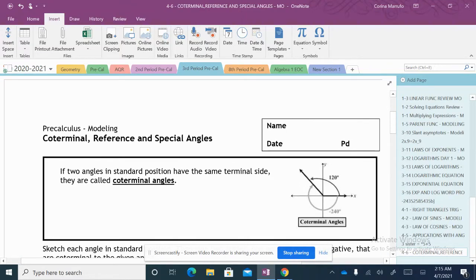For today we're going to be covering coterminal angles, reference angles, and special angles. So if two angles in standard position have the same terminal side, they are called coterminal angles.